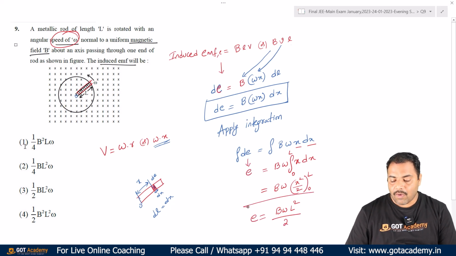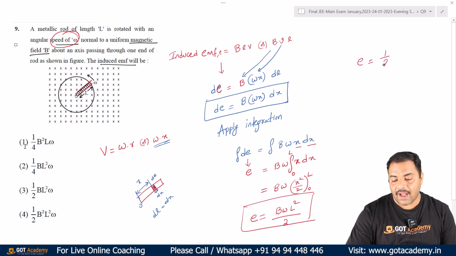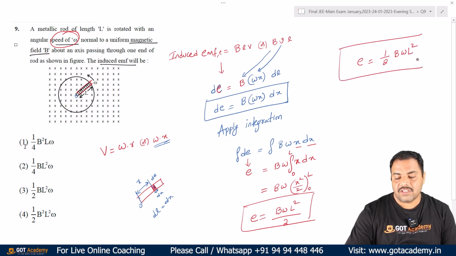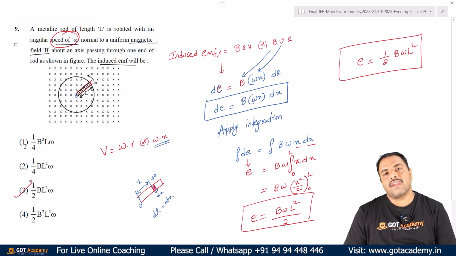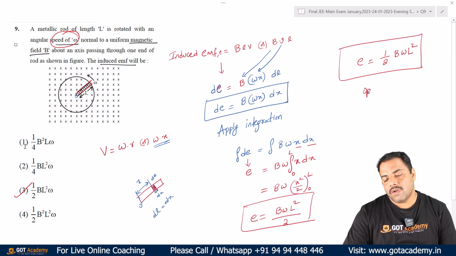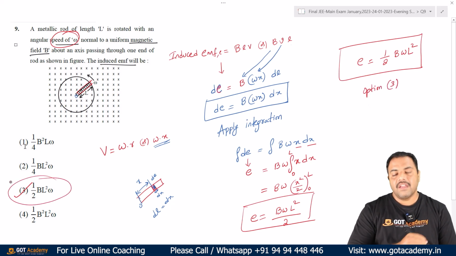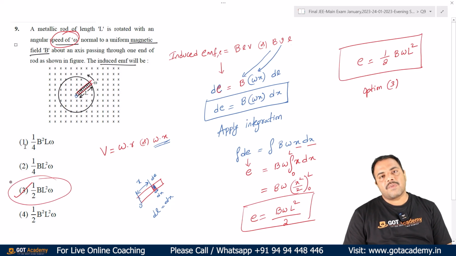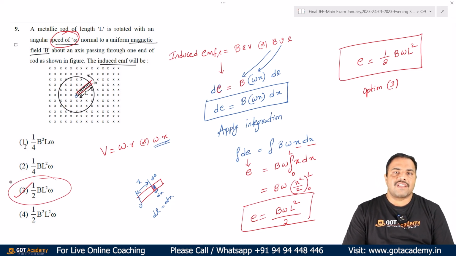So finally, the formula for induced EMF is half B omega into L square. This is the relation we get. So you can find that option 3 is correct. The answer for this question is option 3. So with this we are done with the 9th question. Now let us move on to the next one.